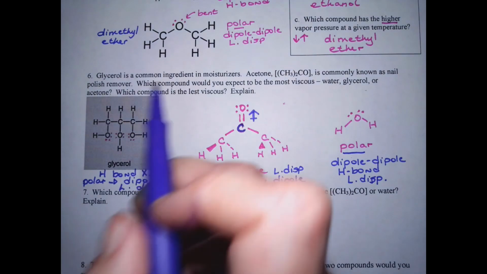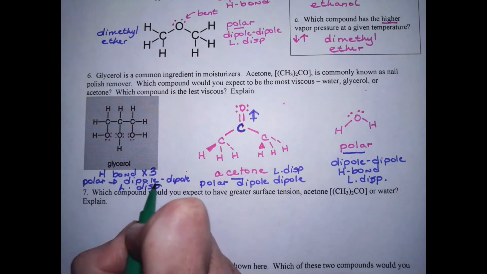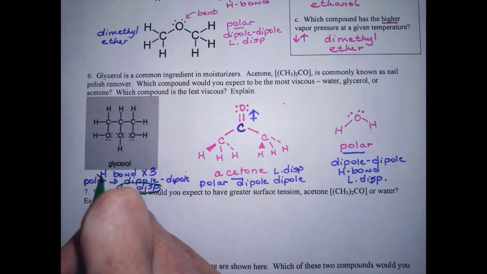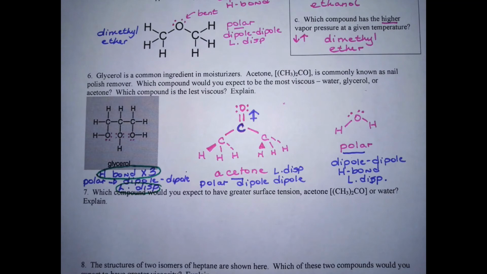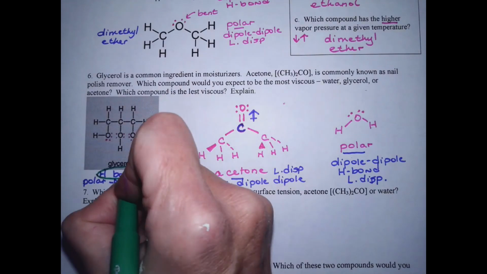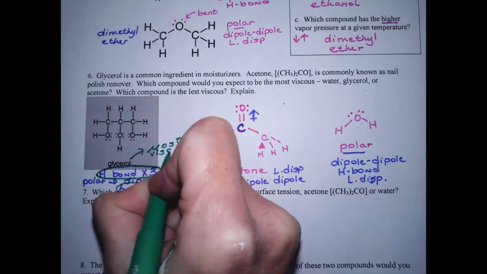Which compound do we expect to be the most viscous? Well, it seems like water and glycerol both have the same list of intermolecular forces. However, glycerol has greater London dispersion forces due to its greater size, and it's got 3 times as much hydrogen bonding going on as well. So I'm going to predict that glycerol is the most viscous because it has the strongest intermolecular forces.